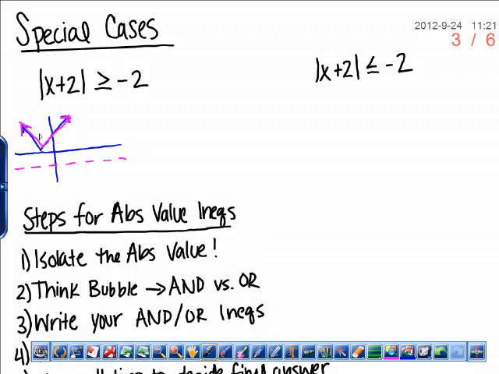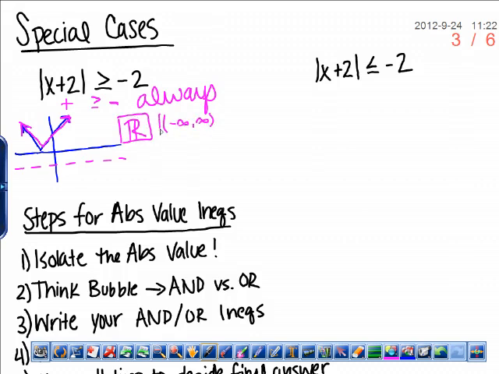Why does that make sense? Okay, so we know we only have positive values. Our range is 0 to infinity. And when I take absolute value, it's always going to be positive. So when is a positive number going to be greater than or equal to a negative number? Always. So my answer is either all real numbers or negative infinity to infinity.